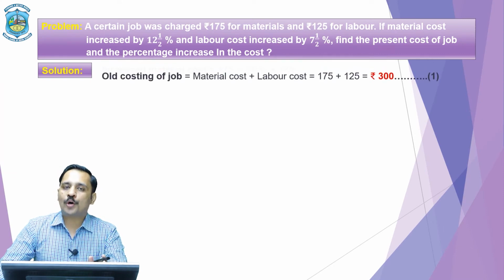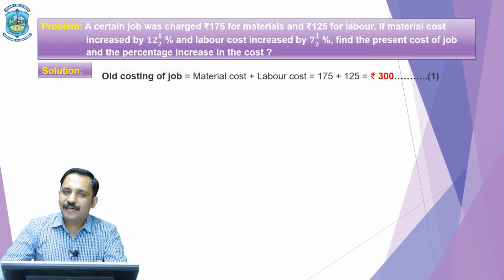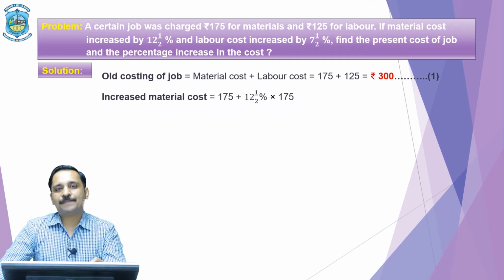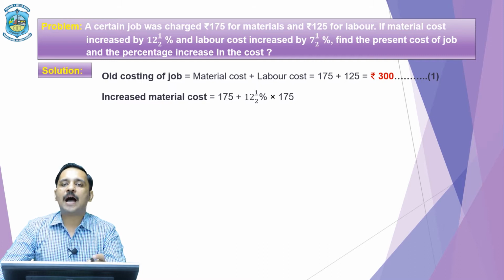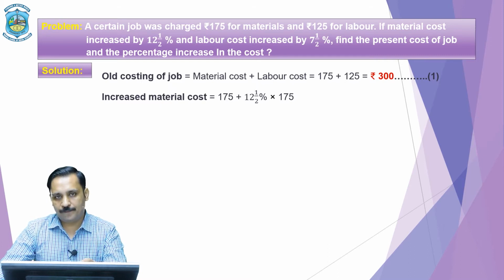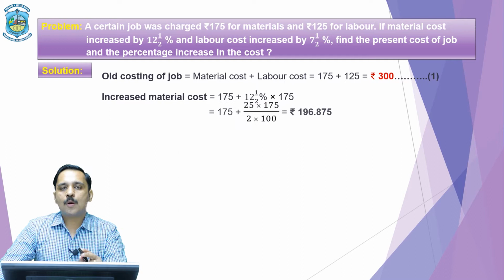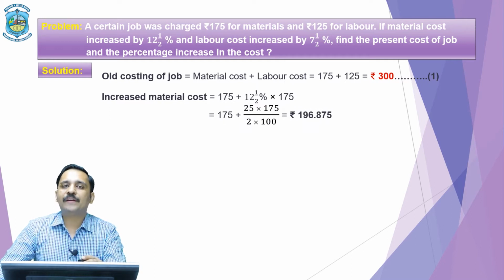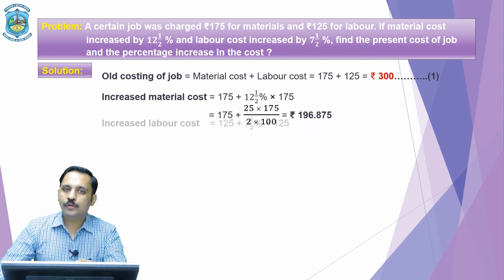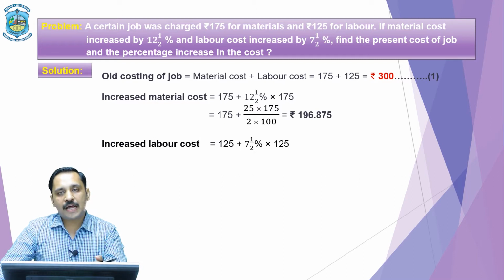Here, the old costing of the job is the old material cost plus the old labor cost, which is equal to 175 plus 125, that is equal to 300. Let us mark this as equation number 1. Now, the material cost has been increased. So, it is 175 plus 12.5% of 175. The new cost is equal to 196.875 rupees.